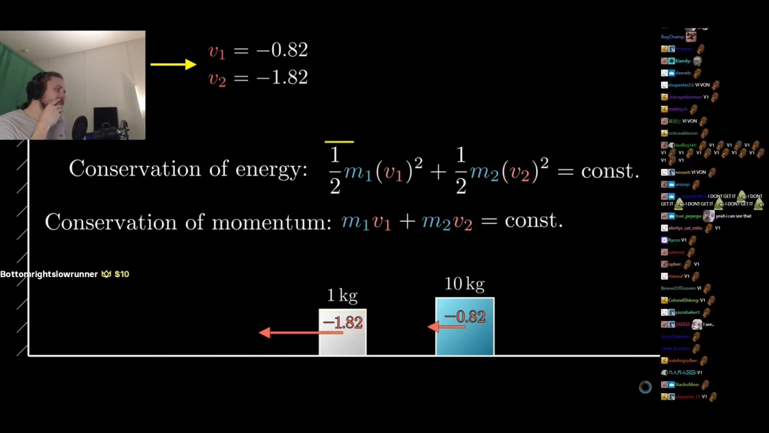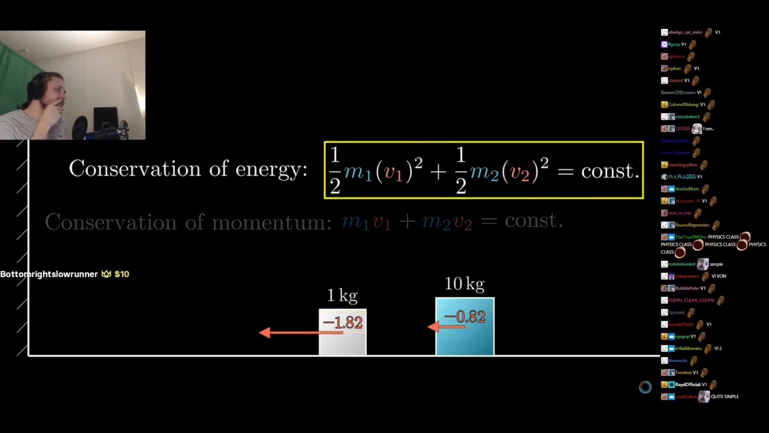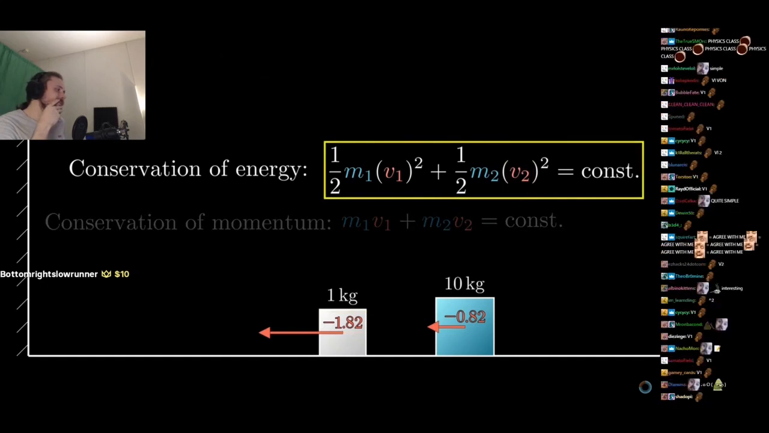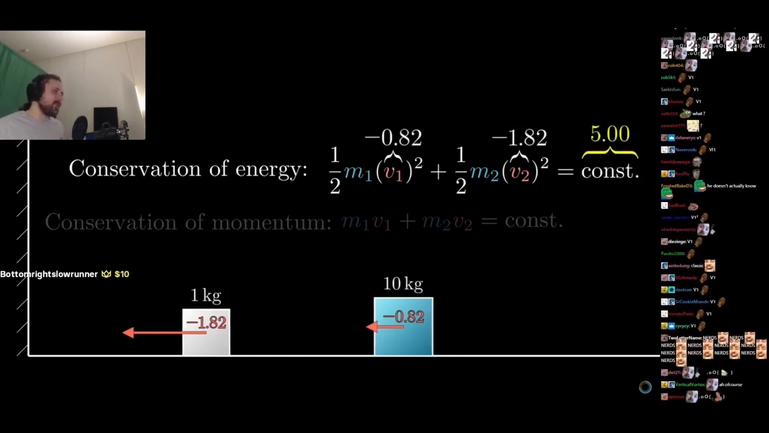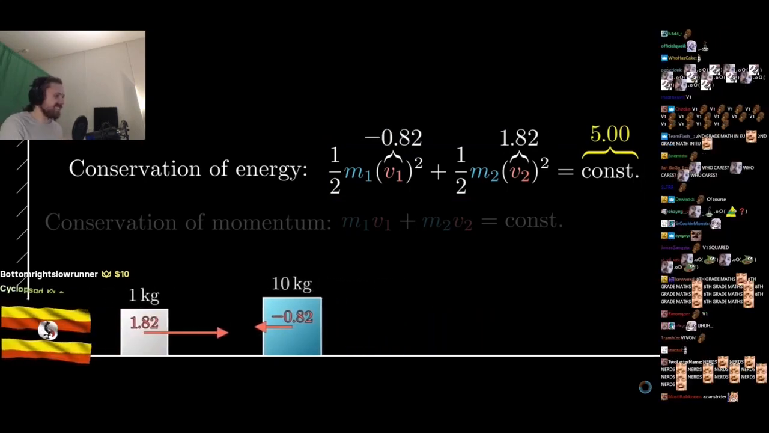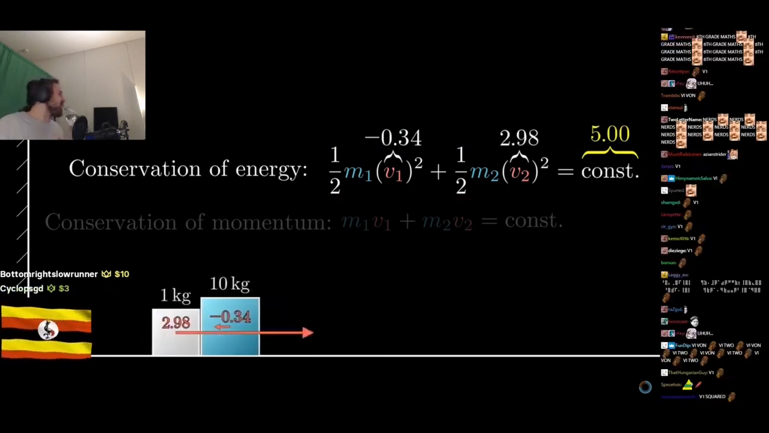At any given point, the total kinetic energy is 1/2 m1 times v1 squared plus 1/2 m2 times v2 squared. Even though v1 and v2 will be changing as the blocks get bumped around, the value of this expression must remain constant.